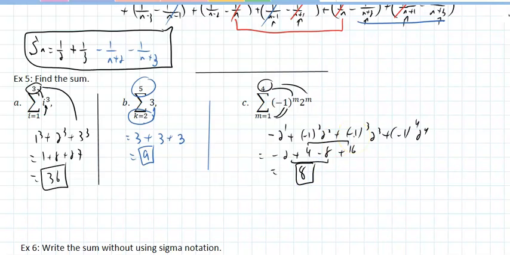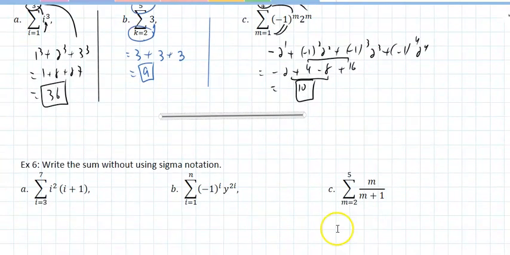20 minus 10, which is a 10. I'm sorry. I'm trying not to add in my head, but I can't help it. There it is.